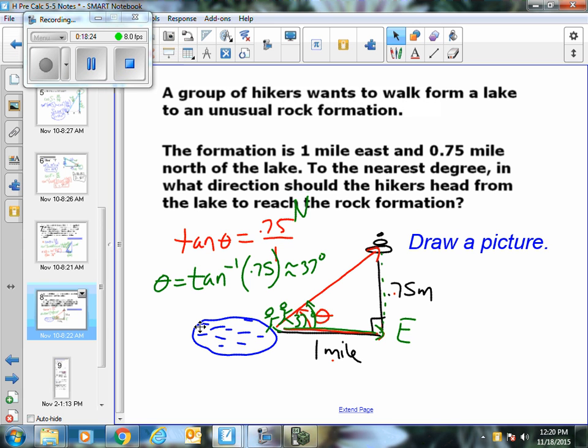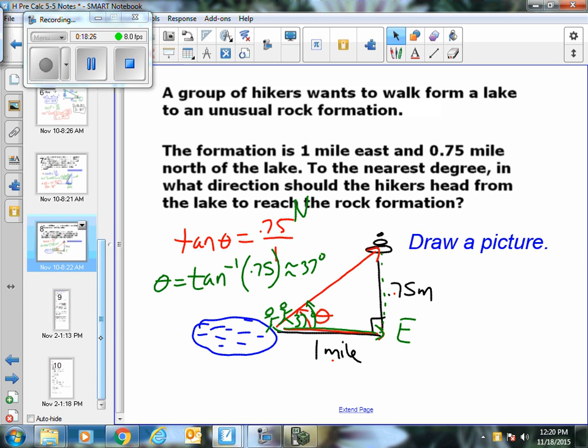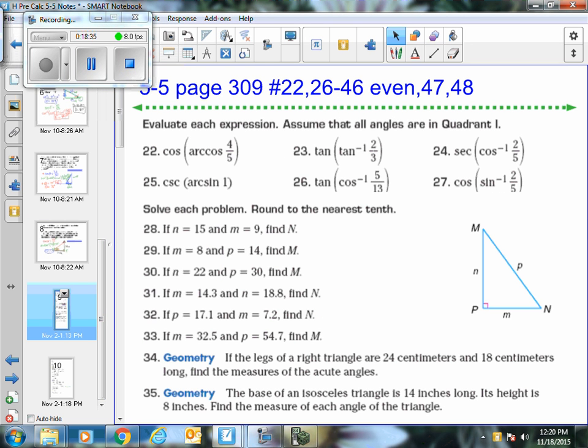So being able to solve for the angle measurements in a triangle is also important. We don't just focus on our side lengths. We still use our SOHCAHTOA, though, to solve for those missing pieces. So our assignment that we're going to be working on will be finding angle measurements and side lengths. So SOHCAHTOA, but with angles, section 5.5.